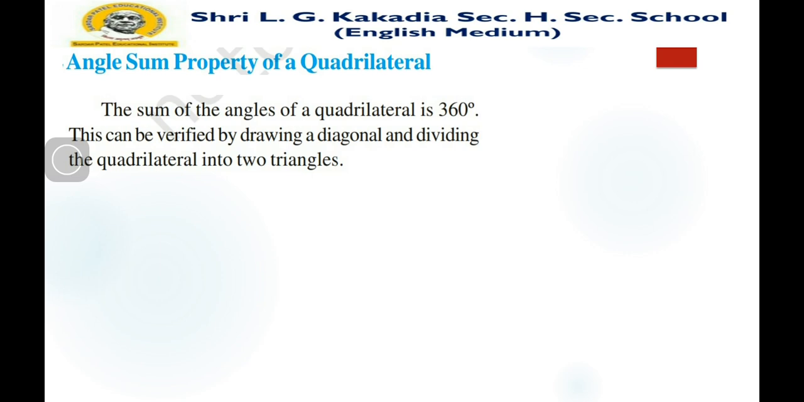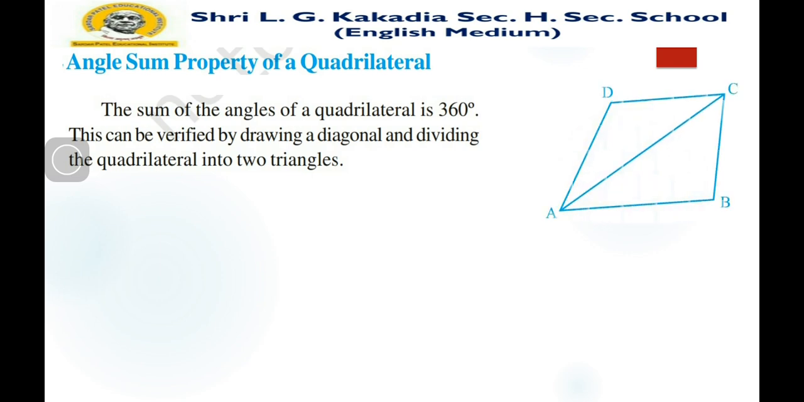Let me check whether this is true for a quadrilateral. We draw one quadrilateral ABCD, and we join one diagonal, AC. So you can see that AC divides the quadrilateral into two triangles. Now let us check whether the sum of the angles of the quadrilateral is 360 or not.